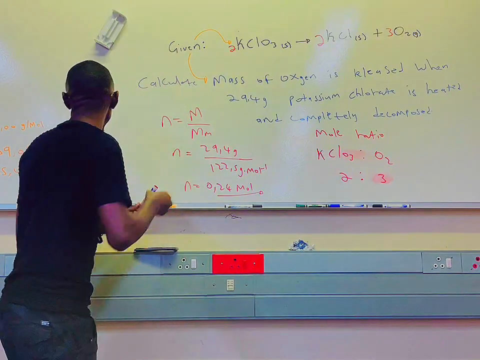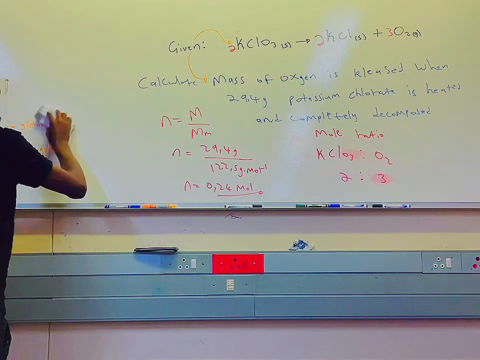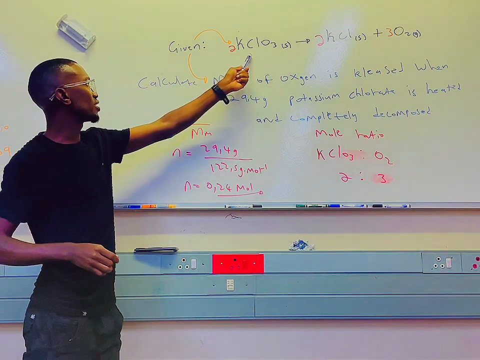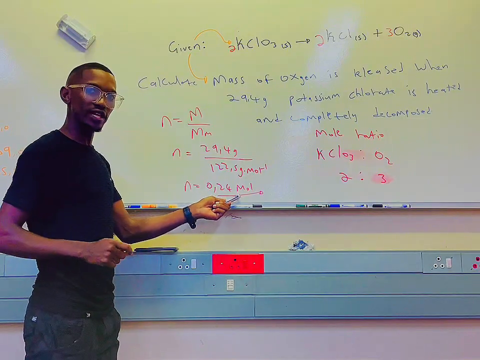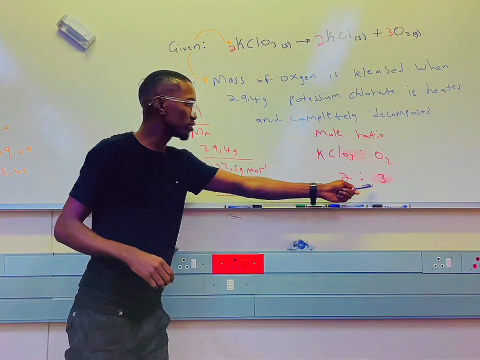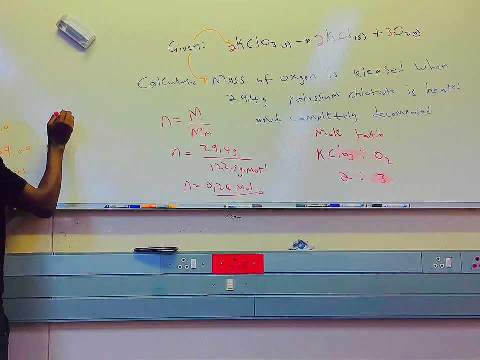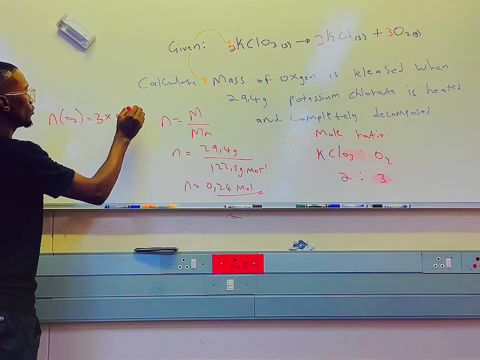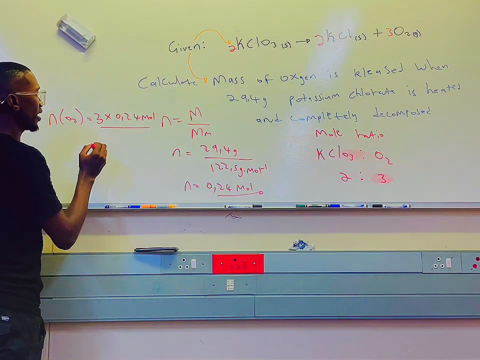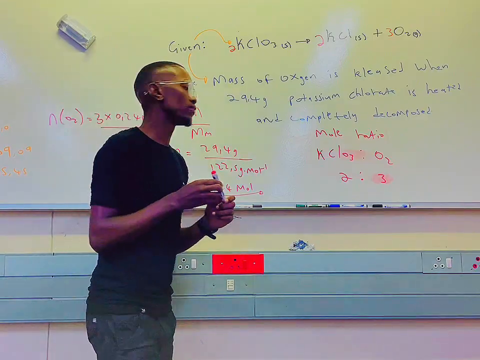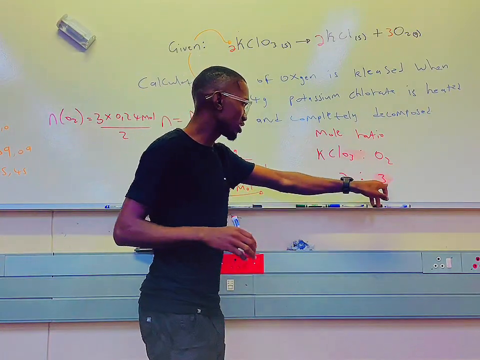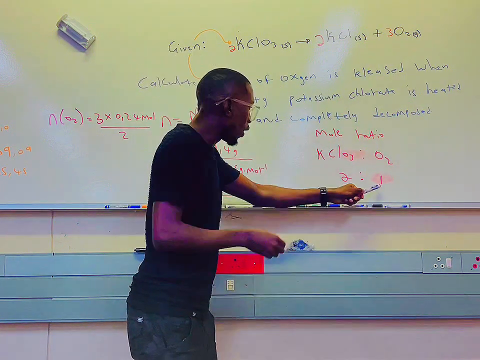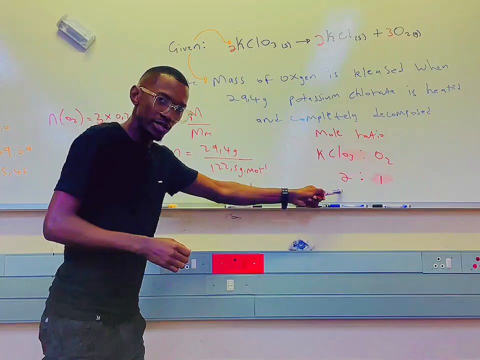So this is what you're going to do. Let's find the number of moles of that. Since I'm given the number of moles of potassium chlorate as 0.24, you multiply the number of moles by 3, you divide by 2. So the number of moles of oxygen gas is going to be 3 times 0.24 mole, all divided by 2. That's what you do. If it was 2:1, let me show you, you would say 1 times the number of moles you got, divide by 2. That's what you always do.